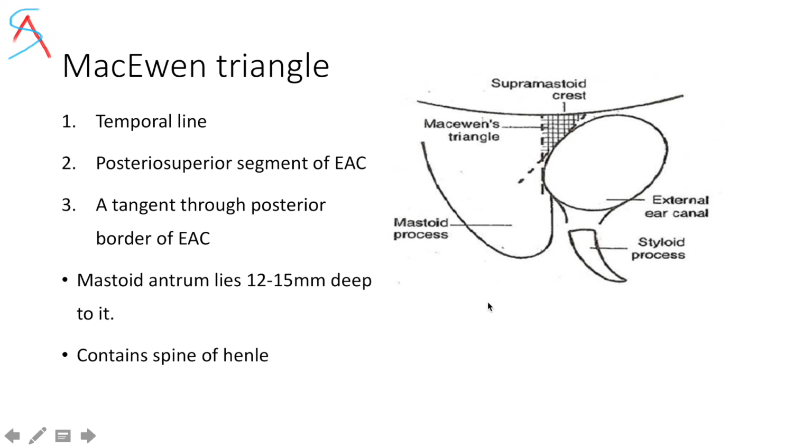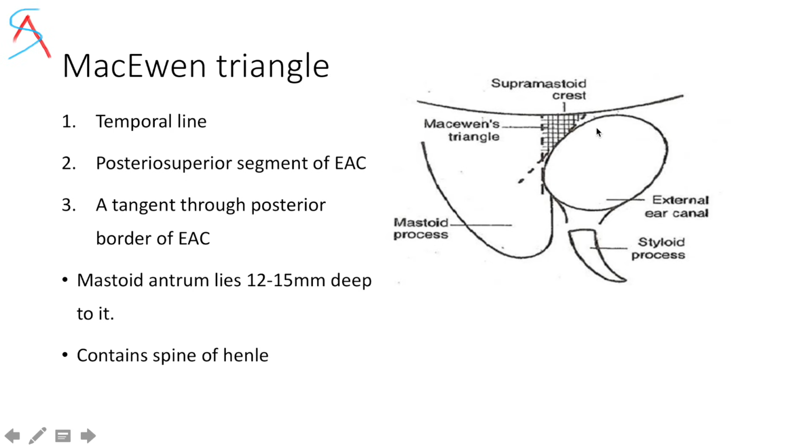The next thing examiners love to ask is, what is the MacEwen triangle and where is it? MacEwen triangle is a triangle between the temporal line, the posterior superior segment of the external auditory canal, and a tangent drawn through the posterior border of the external auditory canal.